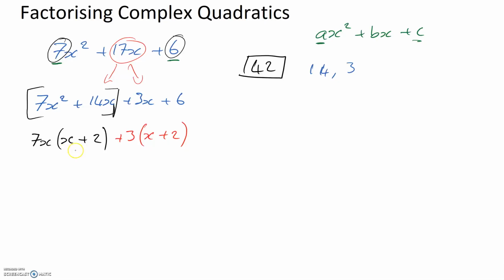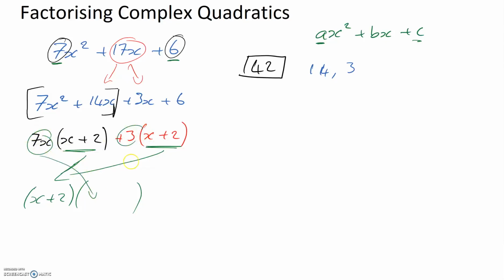Now we can look at this again. We have a common factor between the two: x plus 2 is common. So I'm going to pull that out, and that becomes our common factor at the front. Then all I need to do to finish this off is take these values and put them in place. So our final factorized form is x plus 2, 7x plus 3.